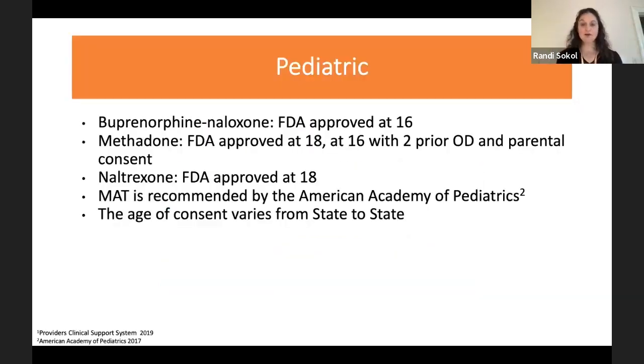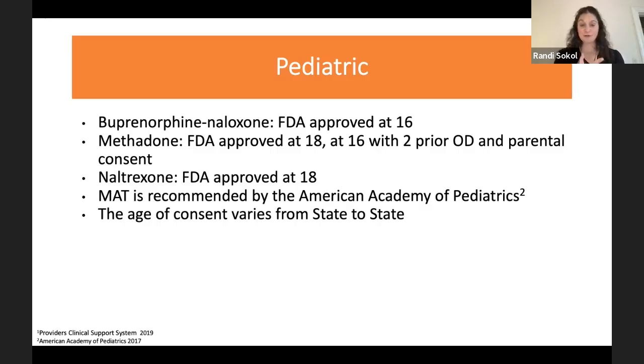And then just to let you know, these medications are approved for some of the pediatric population. So Suboxone can start at age 16, methadone can start at age 18, or you can start earlier if the patient has 2 prior overdoses and with parental consent.